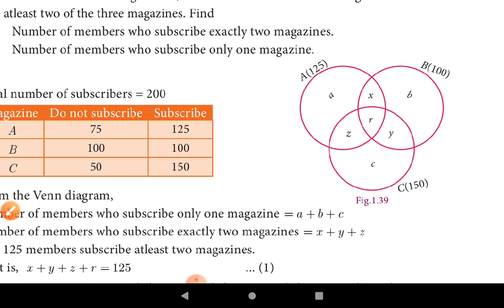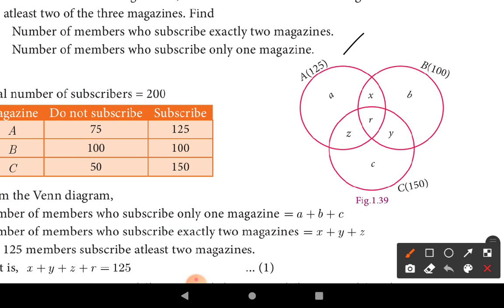Now subscribers of magazine A 125 and subscribers of magazine B 100 and subscribers of magazine C 150. Now we don't know the exact number of how many people are subscribers of both A and B, B and C, and A and C, and how many people are subscribers of all the three. But the question is given that 125 people have subscribed to at least two of these three magazines. Okay, so we are using variables to find this.